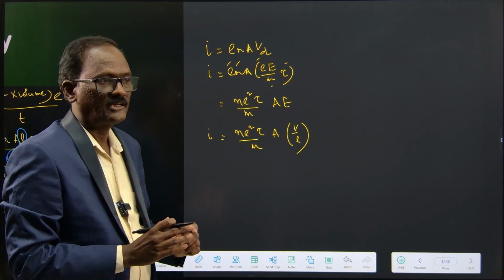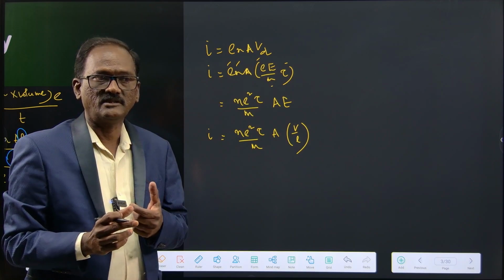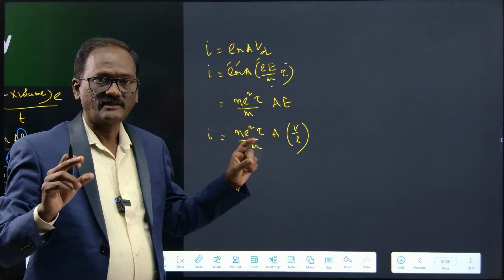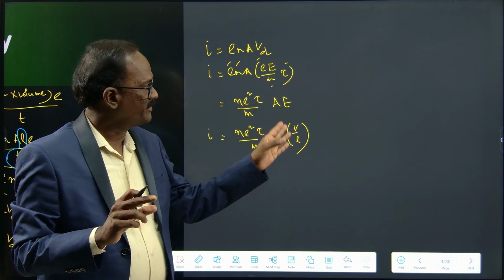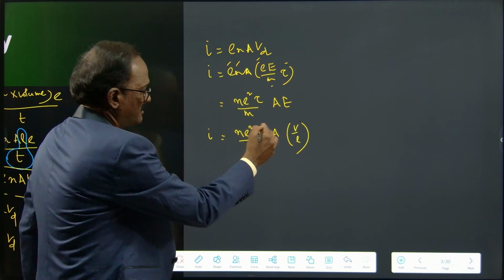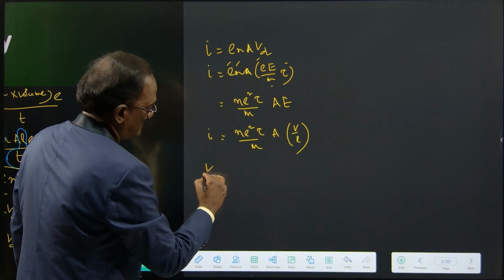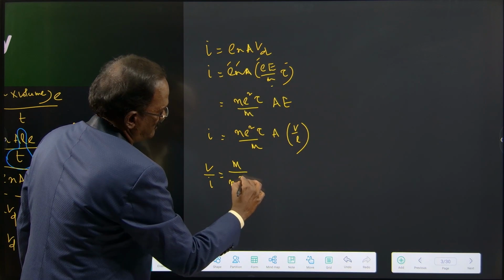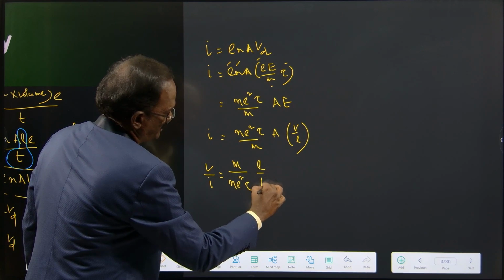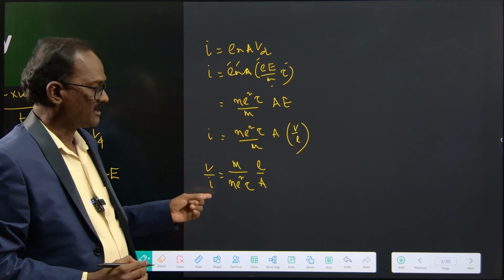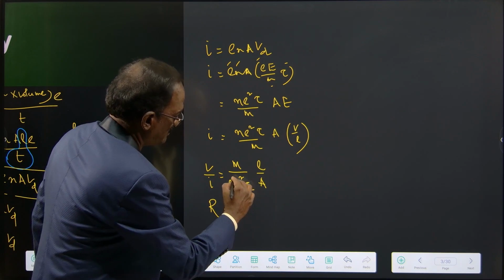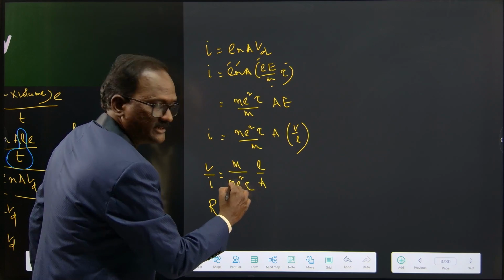So electric field, we are applying one electrical voltage to the entire circuit. The length of the conductor is taken as L. So V by L is nothing but your E, right? Then V by I, voltage by I. According to Ohm's law, V by I is equal to R. This is m over n e squared tau.